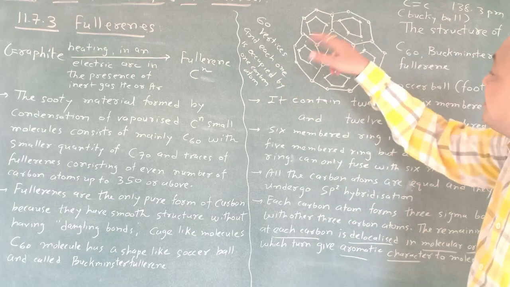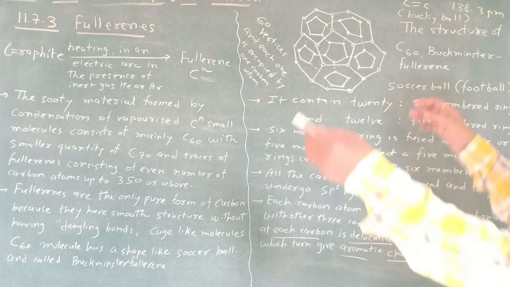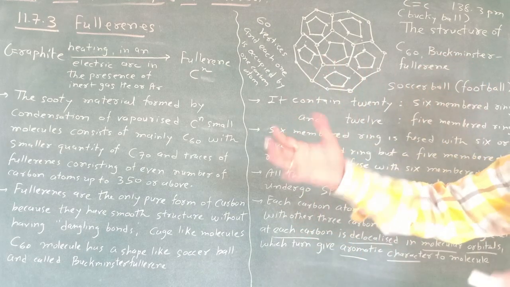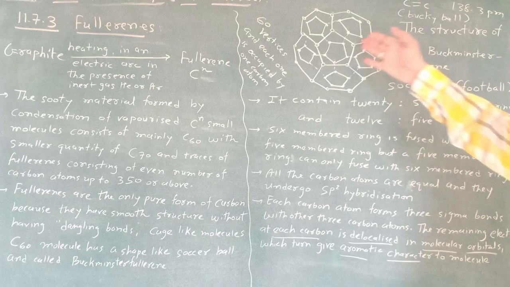So 60 vertices are present, each one occupied by one carbon atom. The C single bond C bond length is 143.5 picometer. The C double bond C bond length is 138.3 picometer, and that's why this structure is spherical, just like a football, just like a soccer ball, and that's why it is considered a bucky ball. So this is the structure of C60 Buckminsterfullerene.